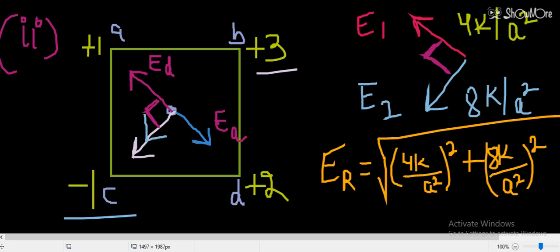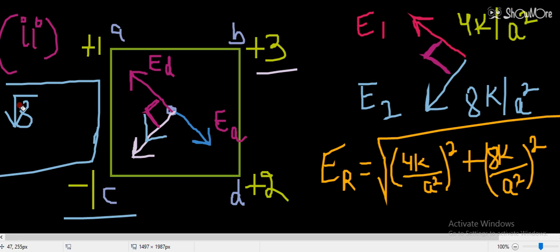So finally your resultant, here I am writing the value of ER, is equal to under root 80 k divided by A square, where k is the constant, and if you know the value you can put it in. And you have to mention the units of electric field also, that is Newton per coulomb. In this way you have to solve the particular question.